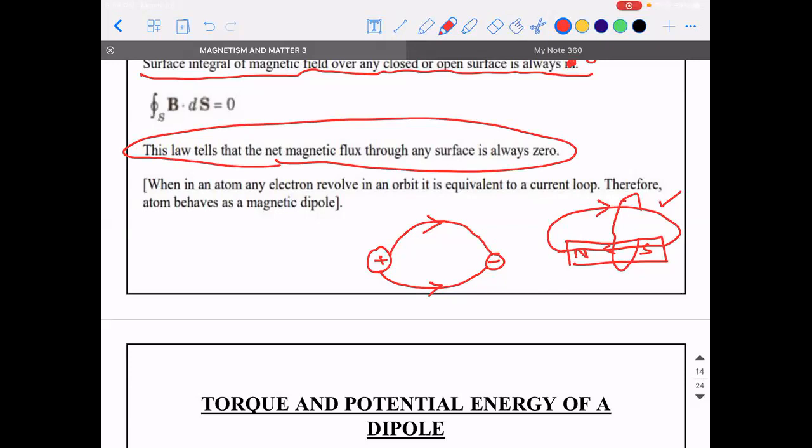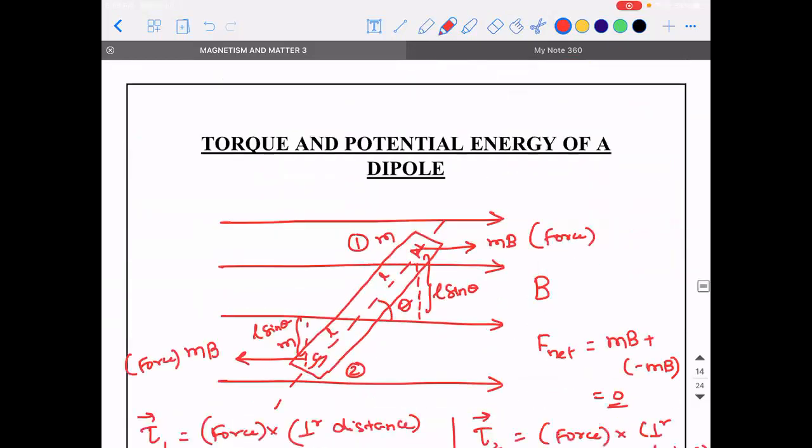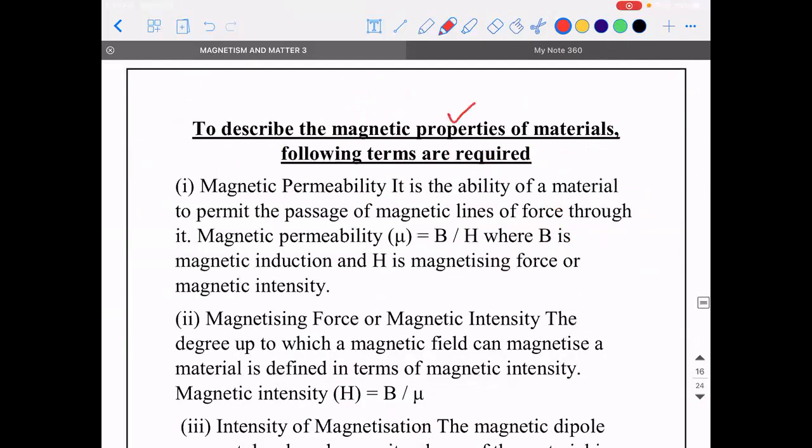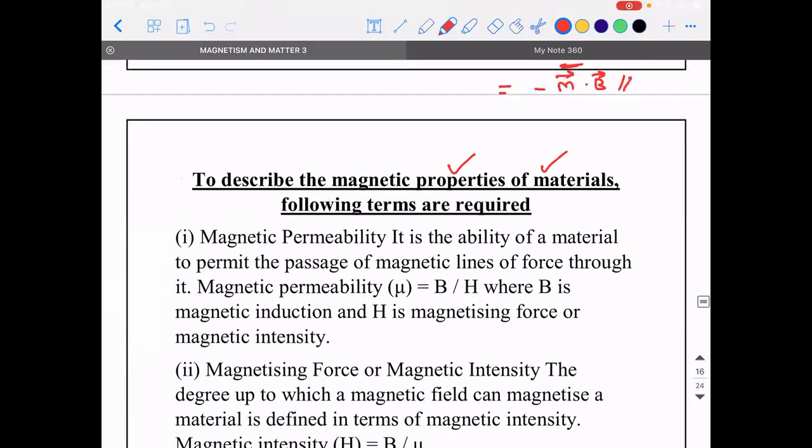So this is the first part of the chapter, magnetism and matter. In the first part, we discuss permanent magnetism. In the second part, we will discuss Earth's magnetism. And in the third part, we will discuss the magnetic properties of materials. We will see what magnetic properties are associated with a given material, and based on that, we will classify substances into paramagnetic, diamagnetic, and ferromagnetic. That is the third part.